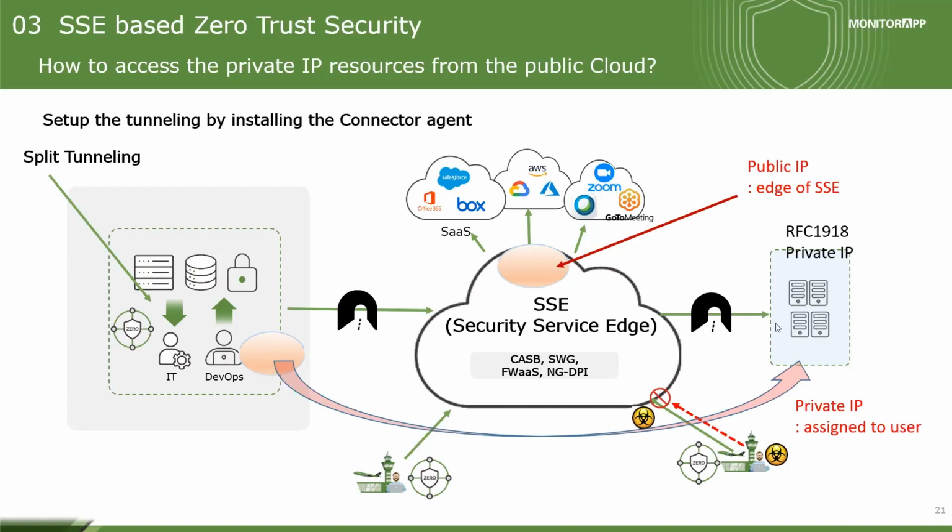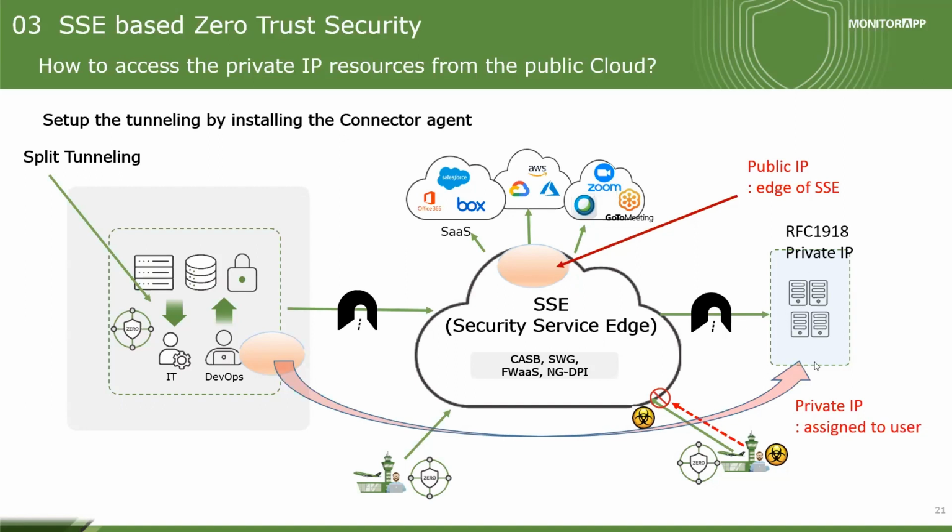So in this case, we provide the GTNA solution. If you apply the GTNA solution for your application, then there is a private channel between the private application and our SSE platform. So in this case, the user can access the private IP resource through the SSE platform. Basically, when you try to access the public resource, the source IP will be the public IP, the edge of the SSE platform.